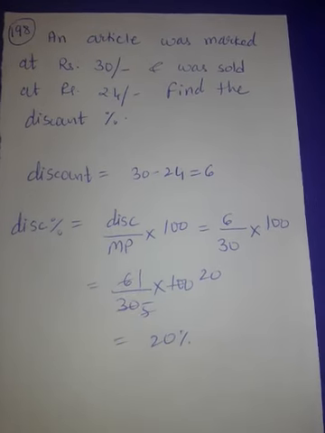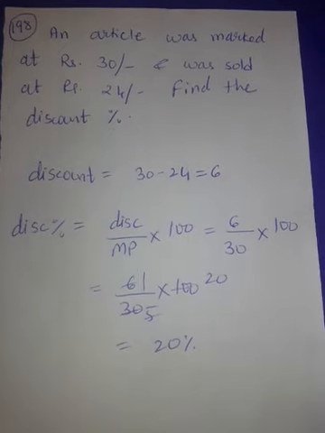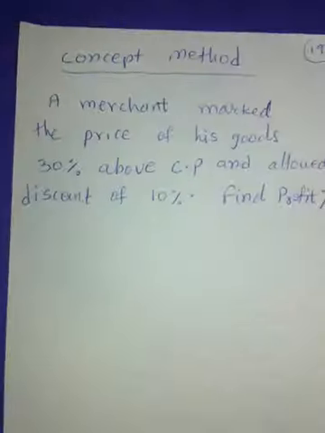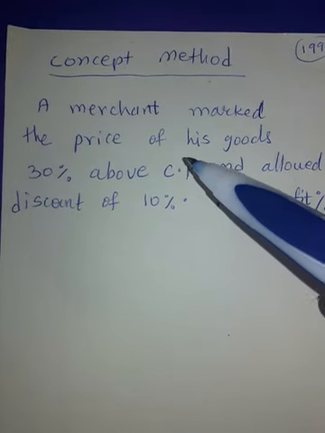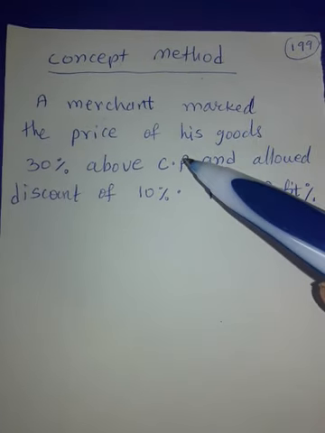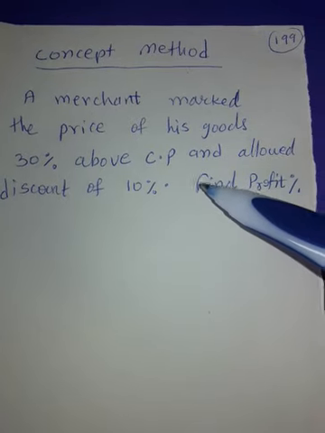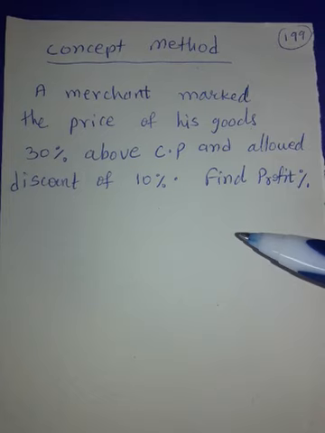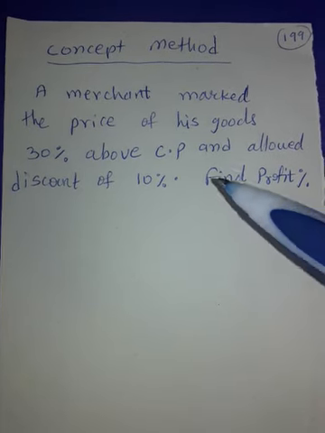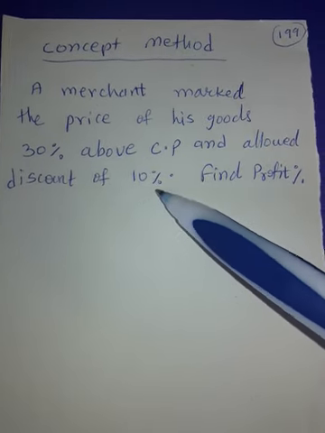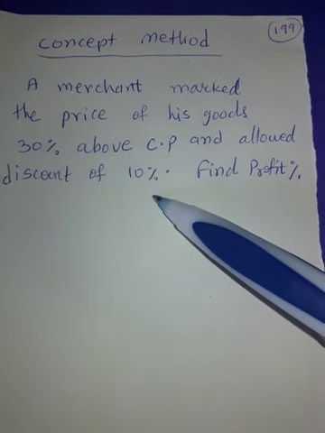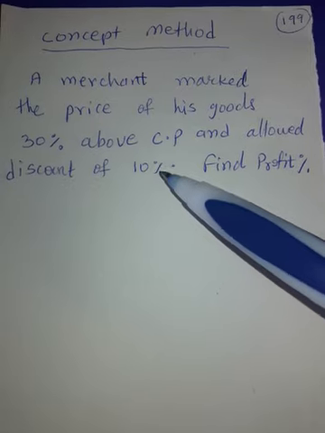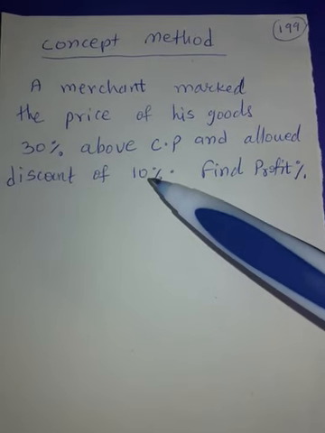He gave 20% discount. Now how to use all this concept in word problems? Let's see that. First example. A merchant marked the price of his goods 30% above cost price and allowed a discount of 10%. Find the profit. Discount is always on mark price. It's never on cost price or selling price. Discount is always on mark price.